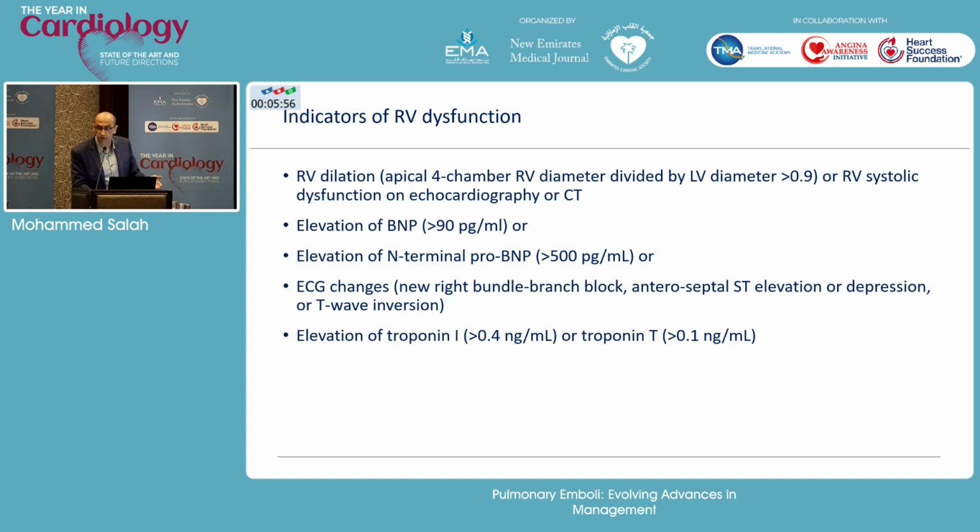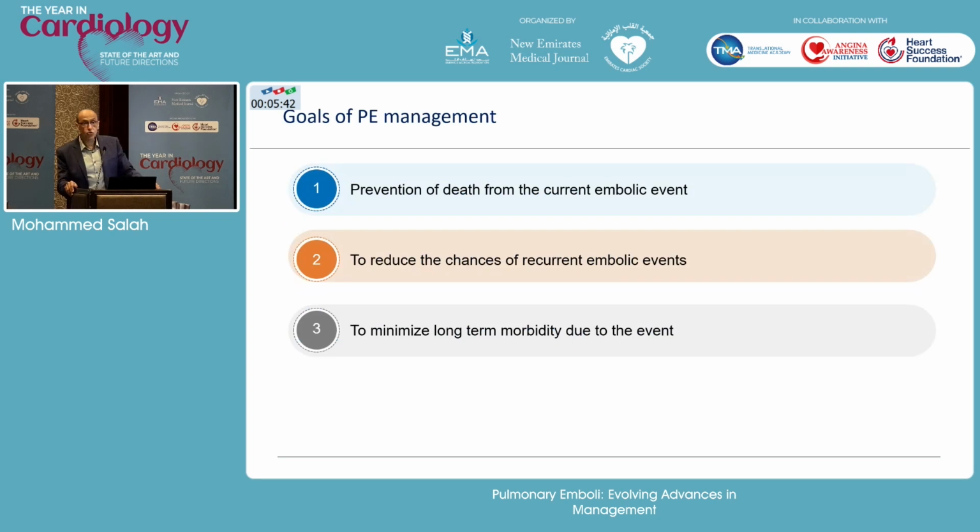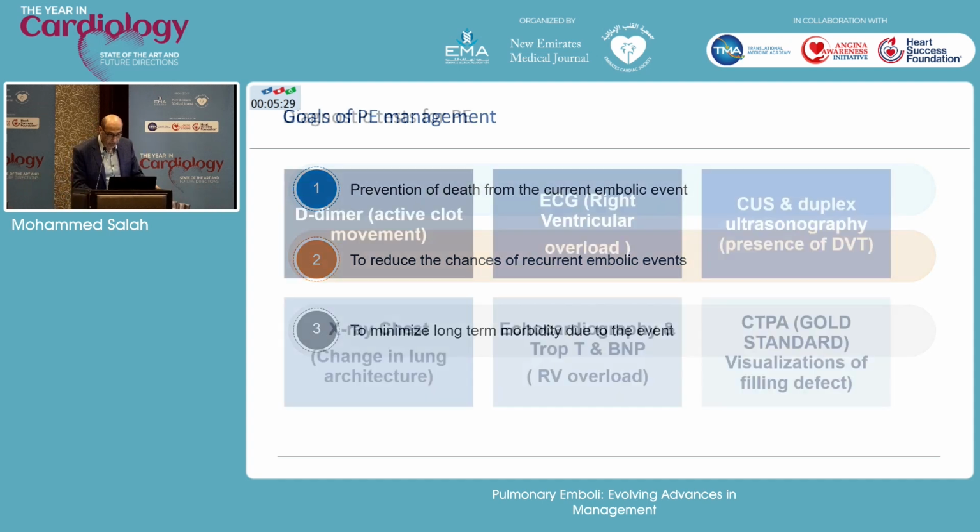What are the markers of right ventricular dysfunction? By echo, right ventricular dilatation; elevation of BNP, elevation of N-terminal proBNP; ECG changes in the form of new right bundle branch block or anteroseptal ST elevation; and elevation of troponin. So what are the goals of management of pulmonary embolism? First of all, prevention of death from the current pulmonary embolic event. Second, to reduce the chance of a recurrent embolic event. Third, to minimize the long-term morbidity due to the event.